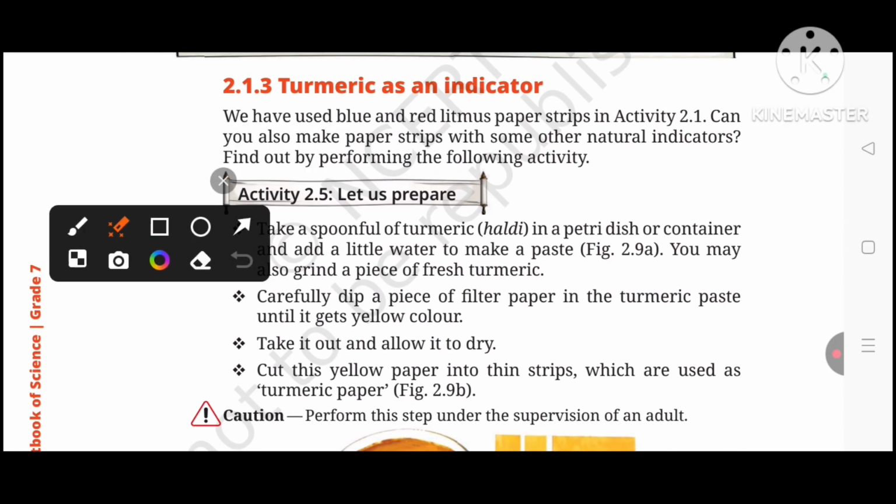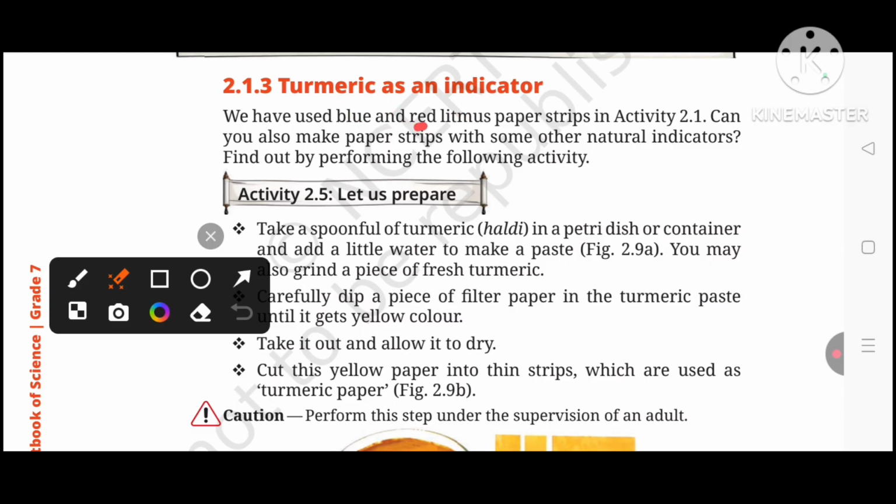Turmeric as an indicator. We have used a blue and red litmus paper strip in Activity 2.1. Can you also make a paper strip with some other natural indicators? Find out by performing the following activity. Let us do this activity.